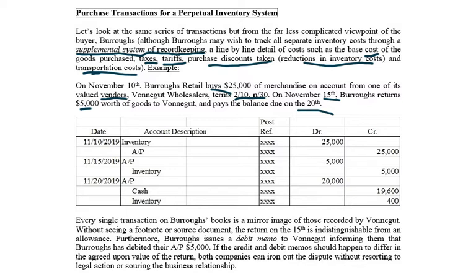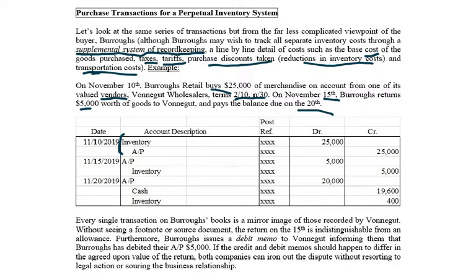So the initial acquisition transaction is what? That's it, two lines done. Inventory debit, accounts payable credit. There's nothing more to account for. They simply don't have all that much information to worry about. So that's why it's so much easier for them as the buyer. All right, so what about the return?